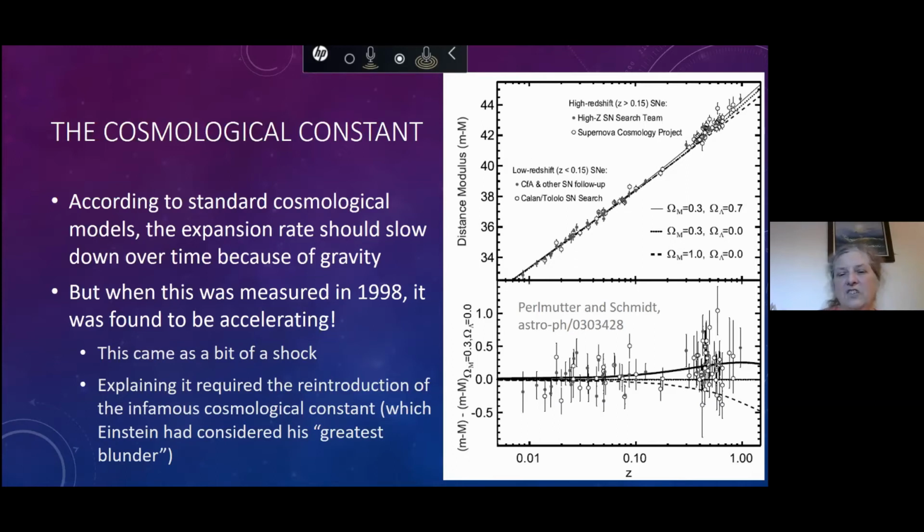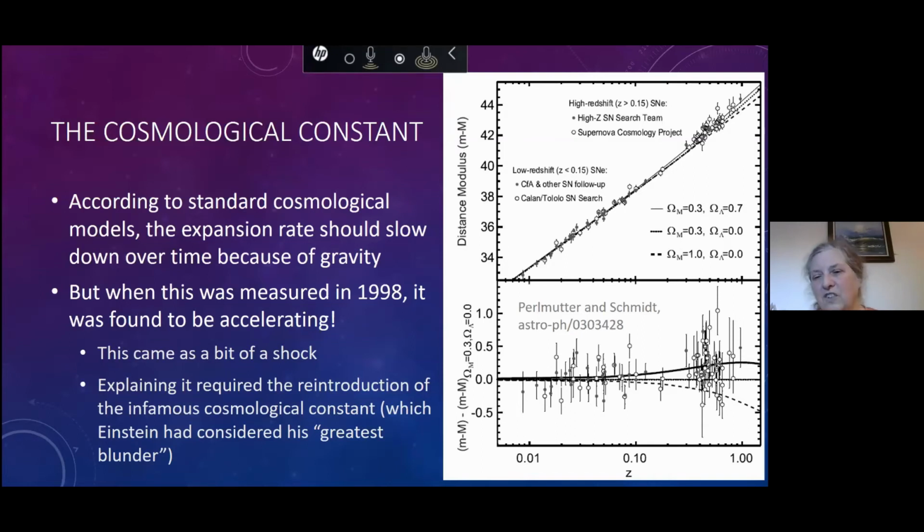But in 1998, two groups attempted to do this using a particular kind of supernova, a type 1a supernova, which has the convenient feature that they all have pretty much exactly the same brightness. So just by measuring how bright the supernova appears to be, you can work out how far away it is. So these two groups did this measurement, and they found, rather to their surprise, that rather than slowing down, the expansion appeared to be accelerating.